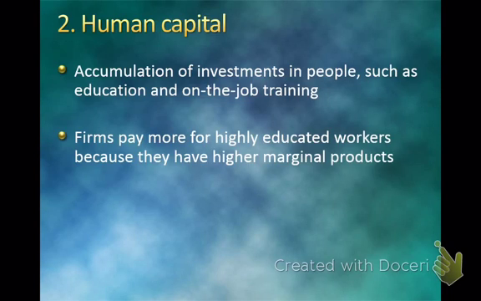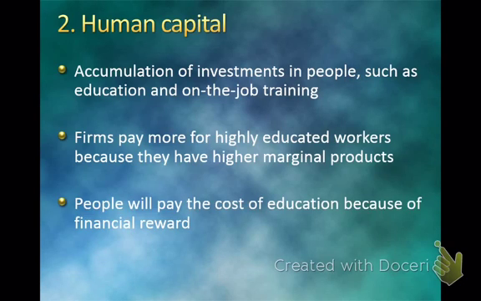Firms pay more for highly educated workers because they have higher marginal products. Supposedly, the stuff you learn when you get a higher education will make you able to contribute more to the company, have a higher marginal product. That's why people pay for the cost of an education. Financial reward.